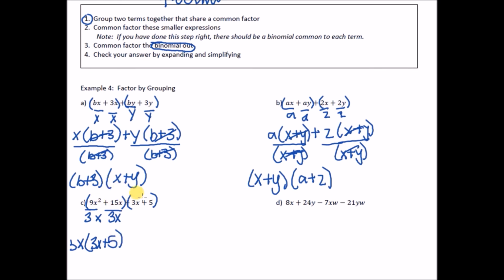Okay, so we can't really pull anything out of that second bracket. We would technically be dividing by 1. Okay, and what's left in the bracket when we divide by 1? Well, 3x plus 5. And sometimes we're going to see questions like this. So our greatest common factor here is going to be 3x plus 5.